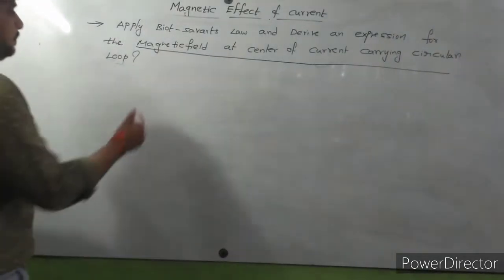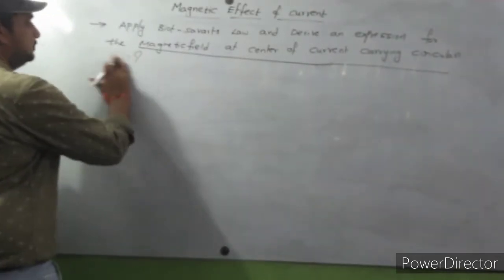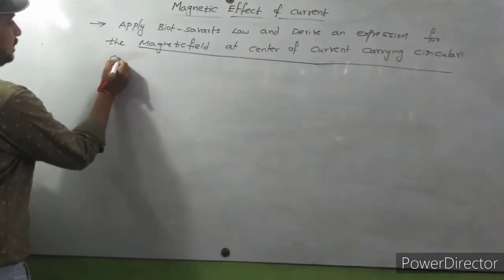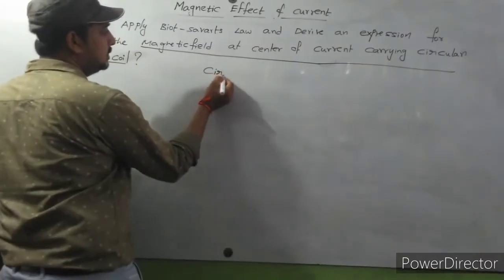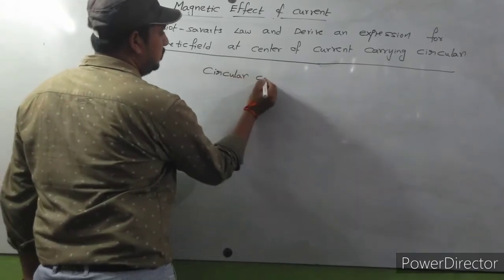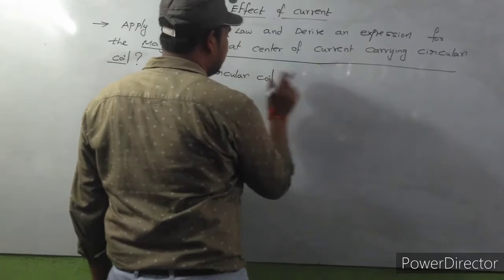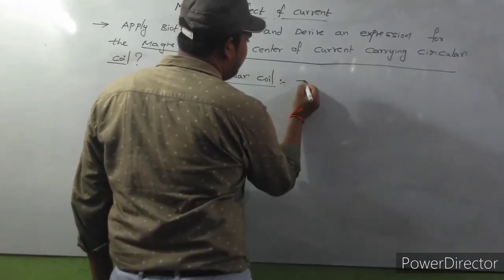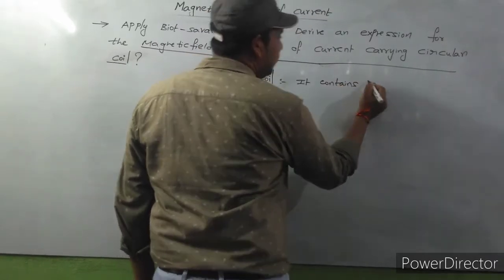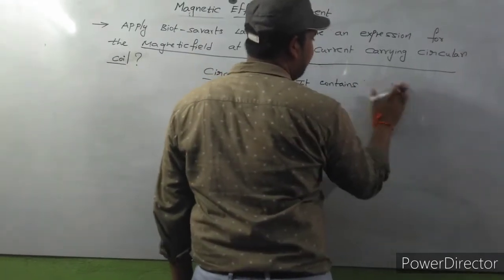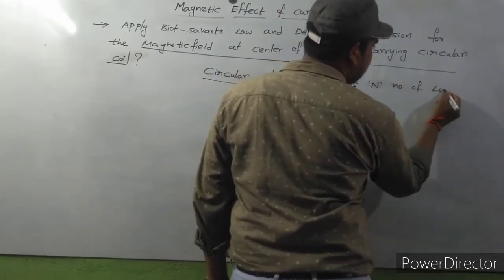So generally, sometimes they give a circular coil, sometimes a loop. What is meant by a circular coil? A circular coil means it contains N number of loops, capital N you consider.